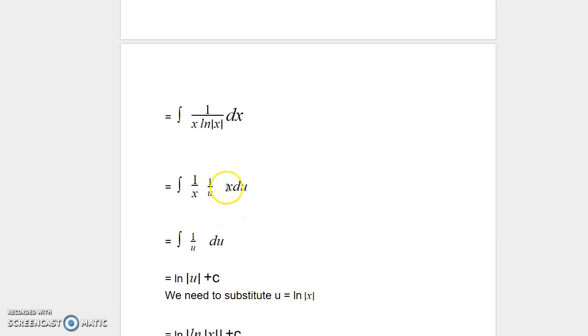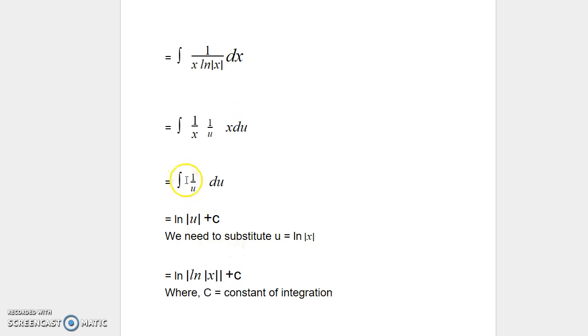Now, as we can see, we have an x in the numerator, x in the denominator, so those terms cancel out. Therefore, when we simplify it, we are left with the integral of 1 over u du, as shown here. Now we know from the rule that the integral of 1 over u du translates to ln of u plus c, where c is a constant of integration.